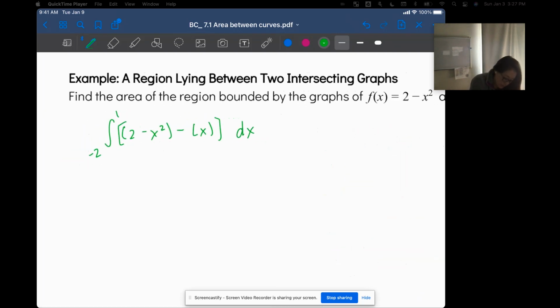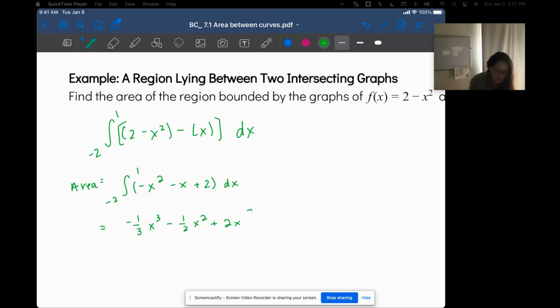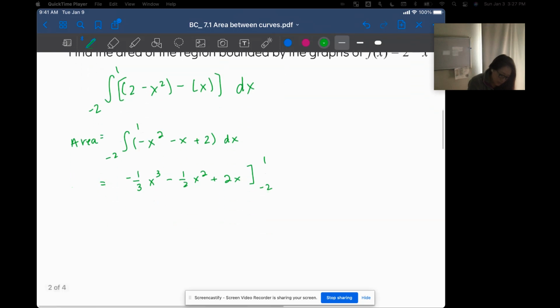All right, so we're going to move on here, and the area is equal to the integral from -2 to 1 of, I'm just going to rewrite this as -x² minus x plus 2 dx, and then I get -1/3 x cubed minus 1/2 x² plus 2x, evaluated from -2 to 1. This time I'm actually going to have to substitute this in twice. So -1/3 times 1 cubed minus 1/2 times 1 squared plus 2 times 1.